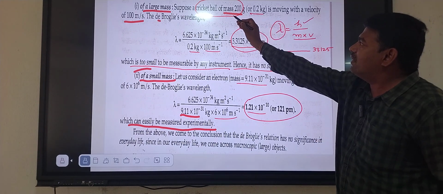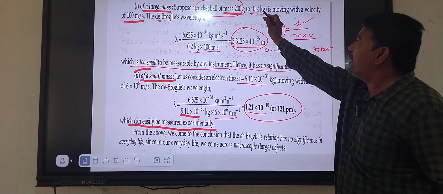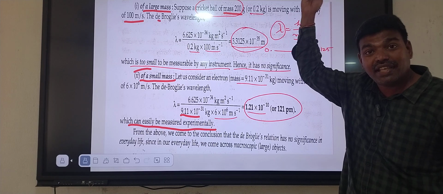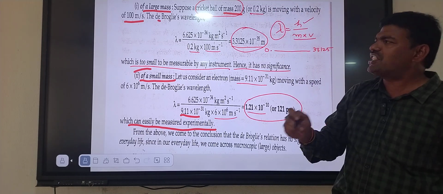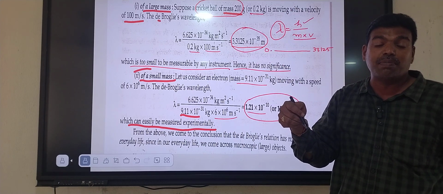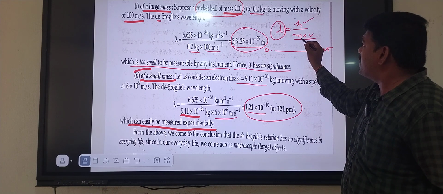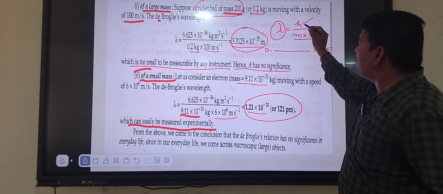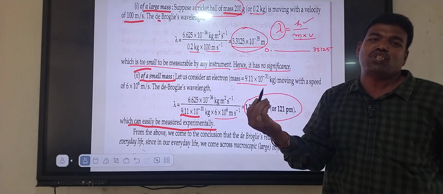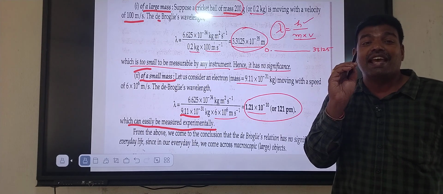But when we consider the cricket ball mass, 0.2 kg, it is very, very much larger than Planck's constant. That's why we usually get very small wavelength values. But when we substitute the mass of the electron, the mass of the electron is less than the value of Planck's constant. That's why we usually get considerable lambda values for the electron wave.